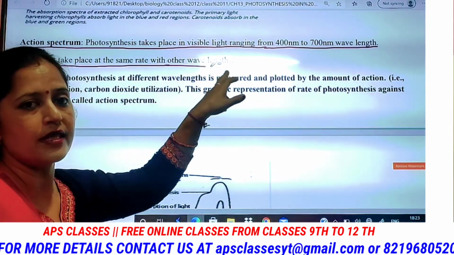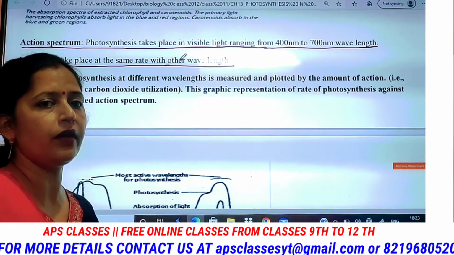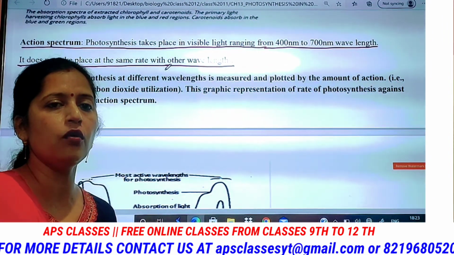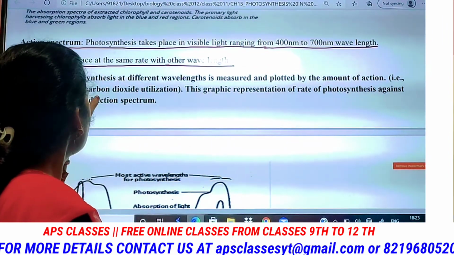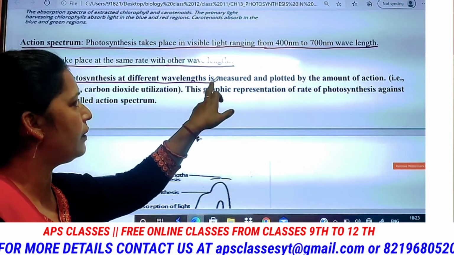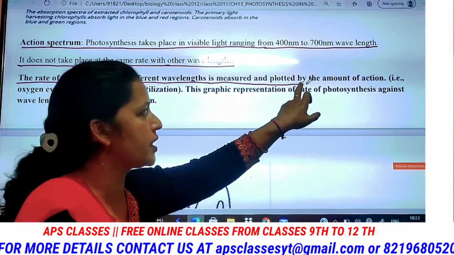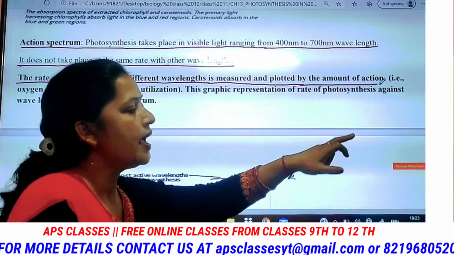with other wavelengths. That means their different wavelengths will have the process occurring at different places. The rate of photosynthesis at different wavelengths is measured and plotted by the amount of the action.